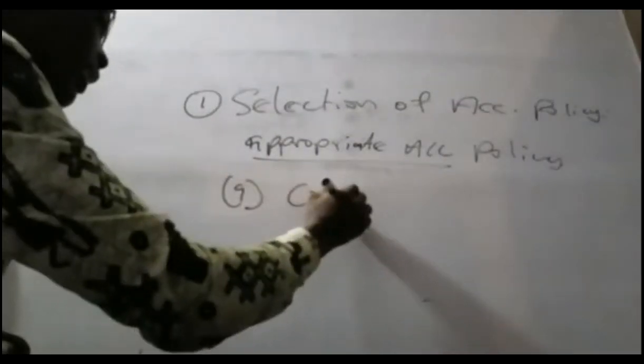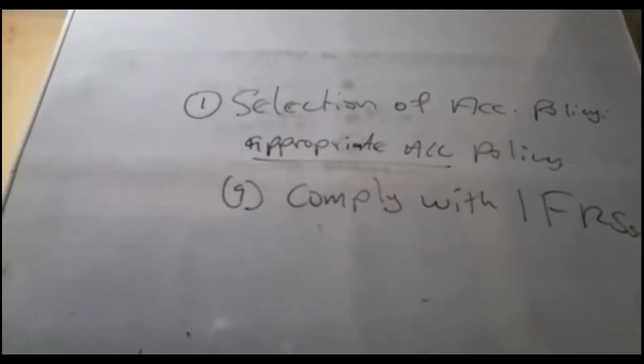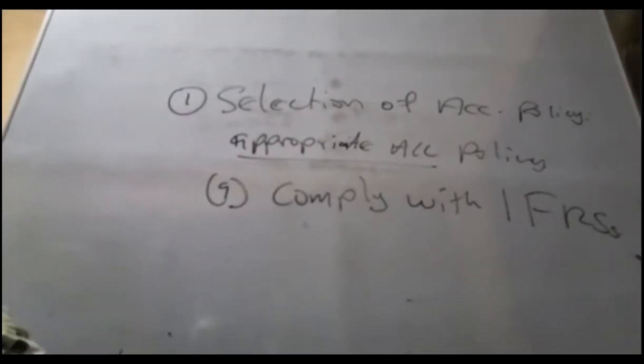Not just any policy at all, just the appropriate one, just an appropriate accounting policy to ensure that the financial statement that you have prepared, one, complies with IFRSs. So here we are just saying that the policy must be appropriate in a sense that A, it complies with the IFRS, International Accounting Standard, that we have. So any policy that you select, make sure that it's in line with the IFRS. That is the appropriate accounting policy.